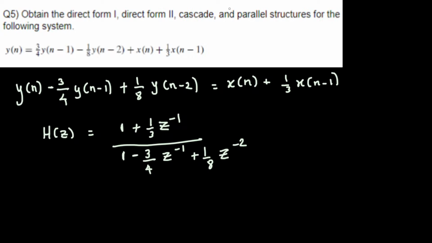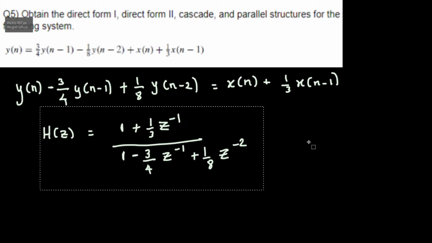Okay, for the cascade and parallel, we have to find out H1(z) and H2(z). In both cases, H1(z) and H2(z) are going to be different. We'll see those cases later. So to draw direct form 1 and direct form 2, I'm going to grab this equation and bring it to a new page.